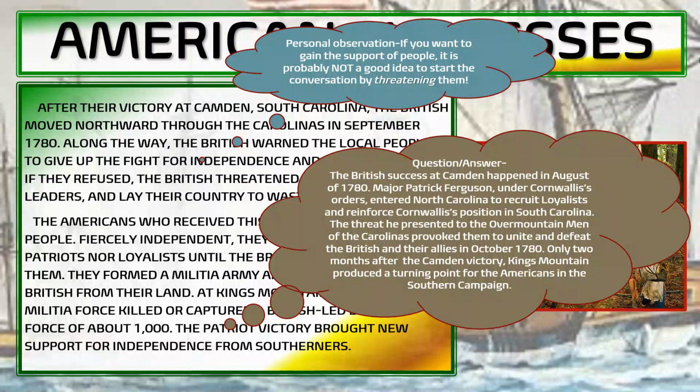Major Patrick Ferguson, under Cornwallis's orders, enters North Carolina to recruit loyalists and reinforce Cornwallis's position in South Carolina. The threat he presented, and he's the guy that did it, this Major Patrick Ferguson, the threat he presented to the Over Mountain men of the Carolinas provoked them to unite and defeat the British and their allies in October 1780. Only 2 months after the Camden victory, Kings Mountain proves a turning point for the Americans in the Southern campaign. So Kings Mountain is kind of like the Saratoga of the South. It really starts turning things around for the Americans in the South, and hence American successes. So, hey, let's see what happens next.